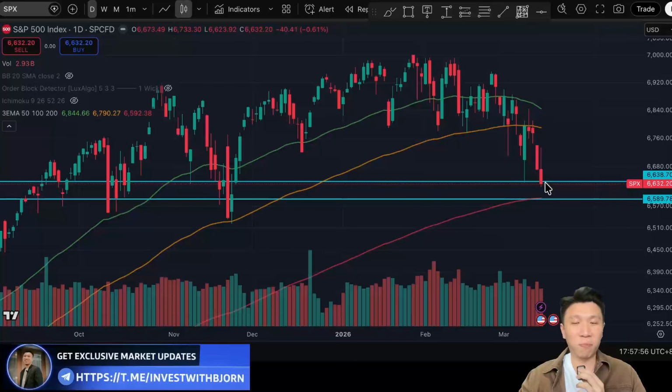Now we have already lost that support, and the next key support that we will have to hold is this 6600 region. If we fail to hold that by next week, prepare for more downside to come.